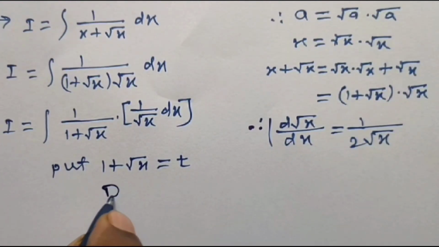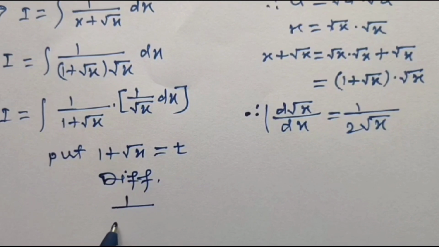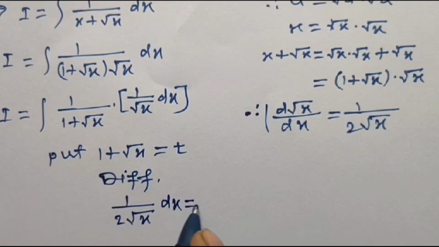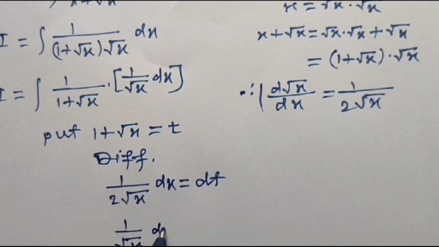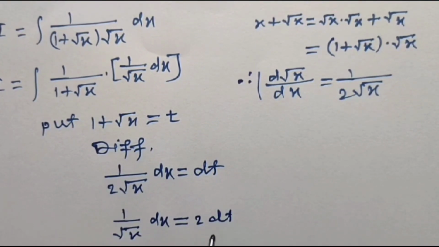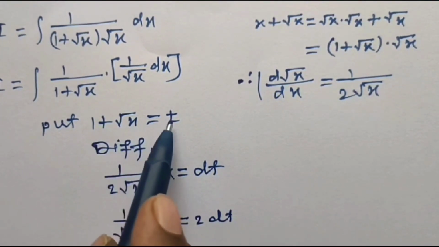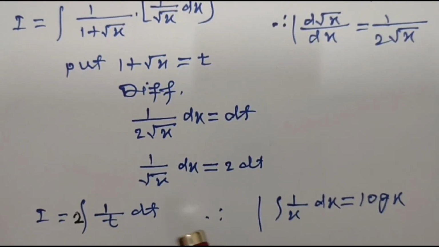So differentiate this, because the derivative of a constant is 0. Derivative of 1 is 0. Derivative of root x is 1 upon 2 root x dx is equal to dt. Now take these two on the right hand side. Hence 1 upon root x dx is equal to 2 dt. Replace 1 upon root x dx by 2 dt and 1 plus root x by t in this integral. Hence the integral can be written as I is equal to 2 times the integral of 1 upon t with respect to t.